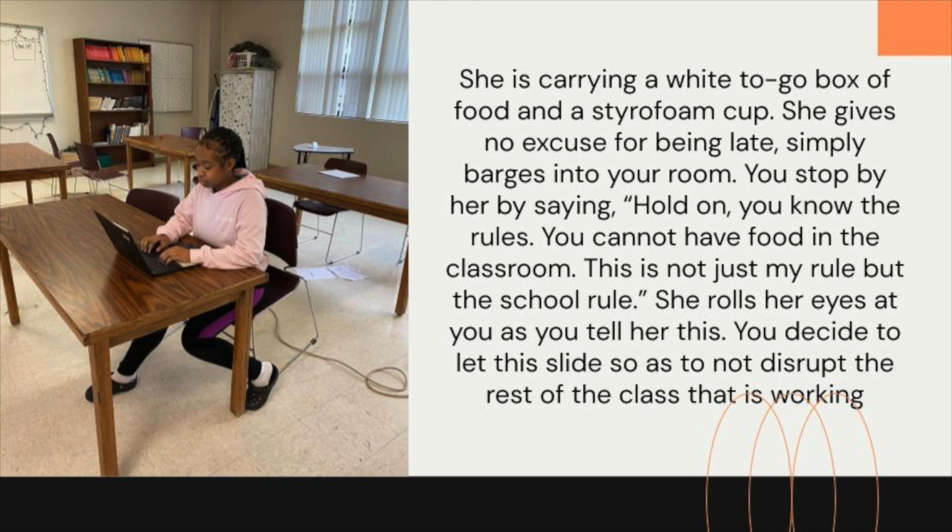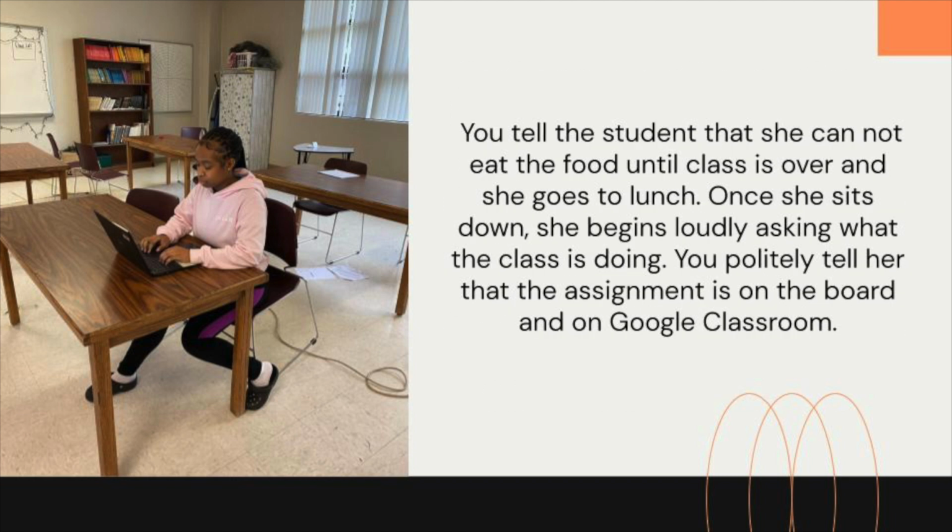You stop her by saying, "Hold on, you know the rules. You cannot have food in the classroom. This is not just my rule, but the school rule." She rolls her eyes at you as you tell her this. You decide to let this slide so as not to disrupt the rest of the class that is working. You tell the student that she cannot eat the food until class is over and she goes to lunch.